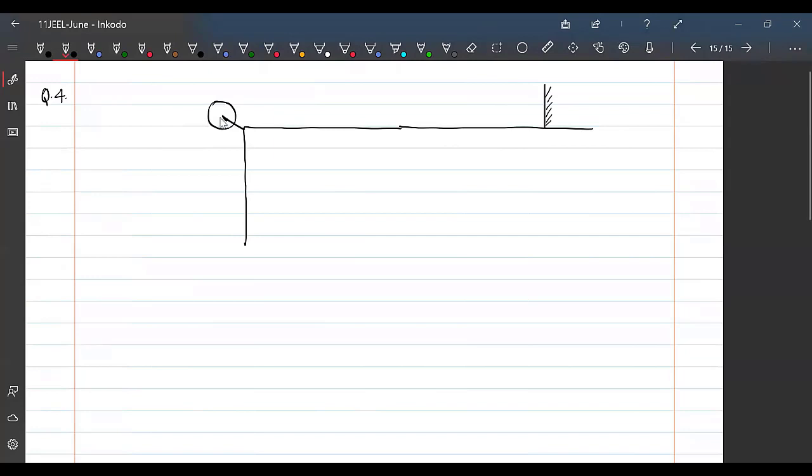This is a massless pulley. Massless pulley कोई भी फ्रिक्शन नहीं देता और फ्री बॉडी डायग्राम बनाने की जरूरत नहीं होती पुली की. And this is connected to a spring. This is attached to this part. Spring constant is given as 2000 Newton per meter.